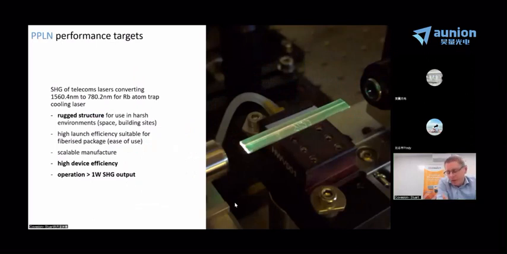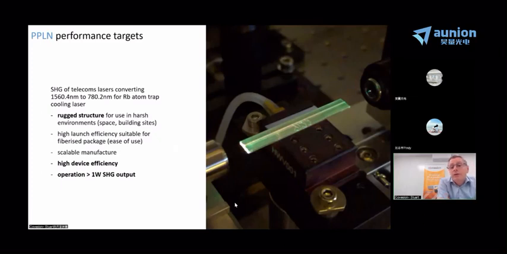So the key thing from these projects is that they provide us with target specifications for the optical element to be used to provide the laser light. So for these projects, what we were looking at doing was performing second harmonic generation on robust telecoms lasers to generate 780 nanometer light for rubidium atom trap cooling.